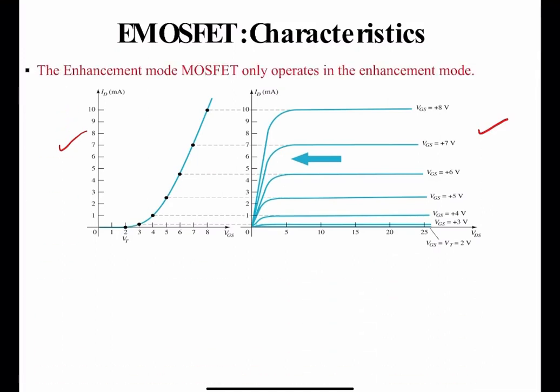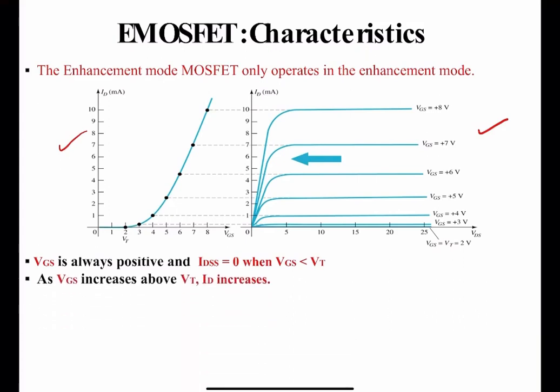Here enhancement mode MOSFET operates in only enhancement mode. There is no depletion mode in this. VGS is always positive for this particular type of MOSFET. IDS is equal to 0 whenever VGS is less than VT. Second, as VGS increases above VT, drain current will increase. If VGS is kept constant and VDS is increased, ID will saturate, which is denoted by IDSS.